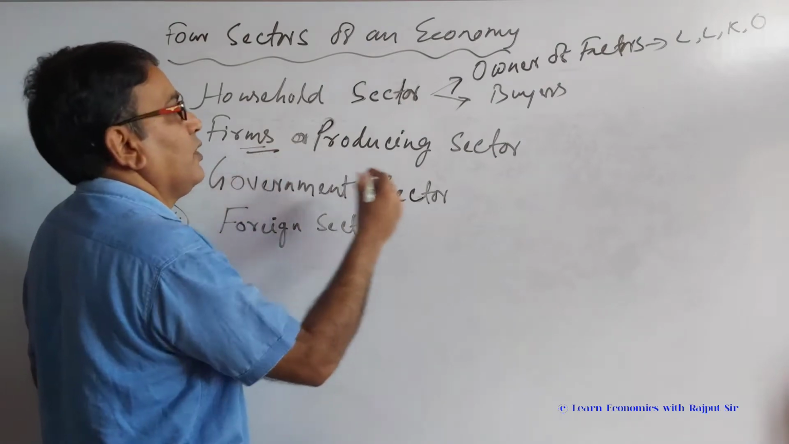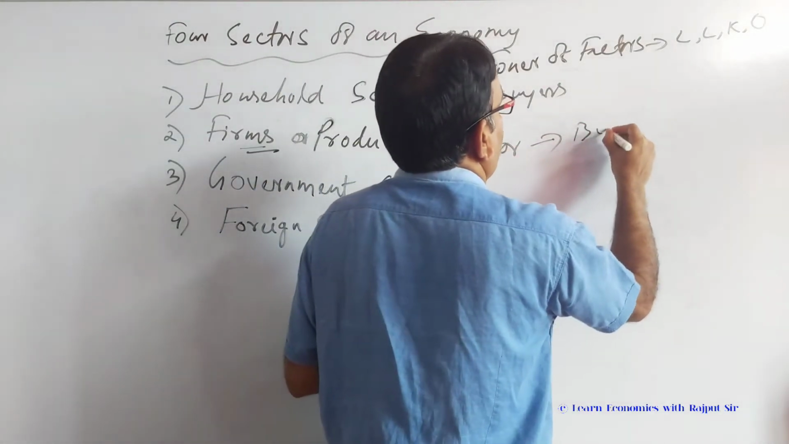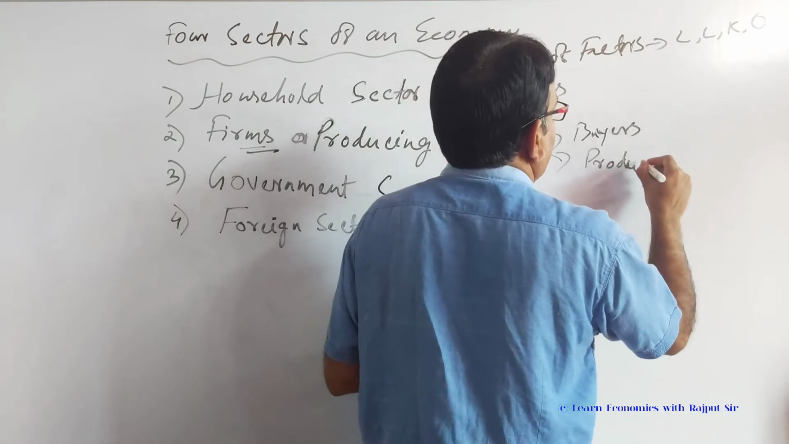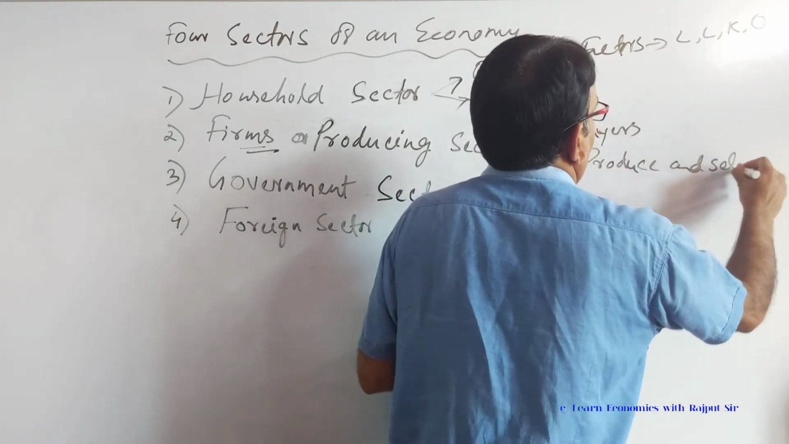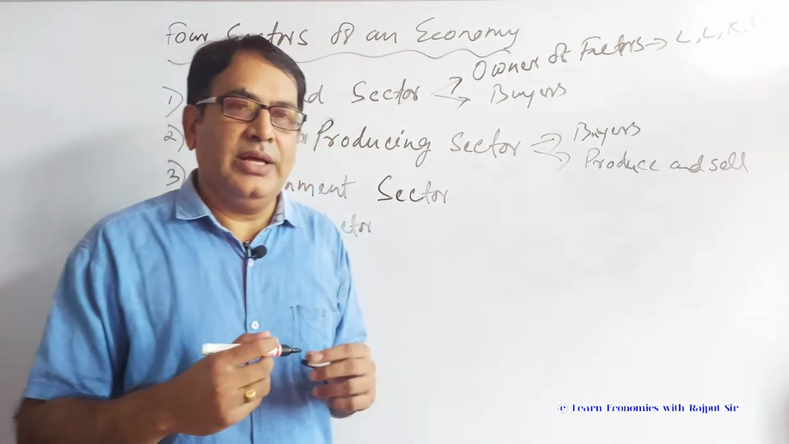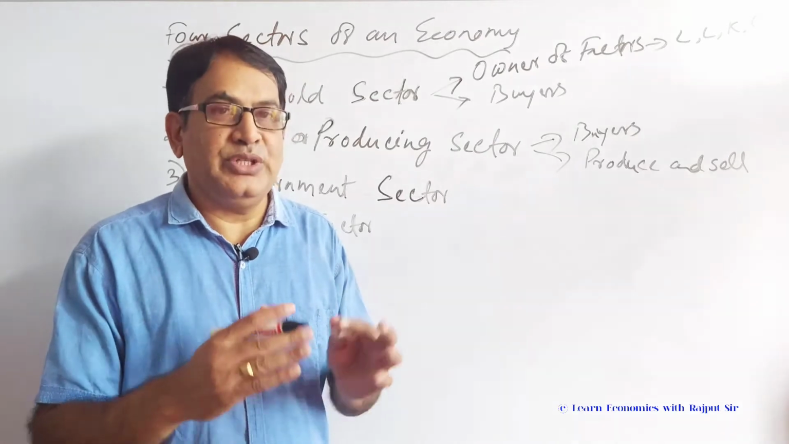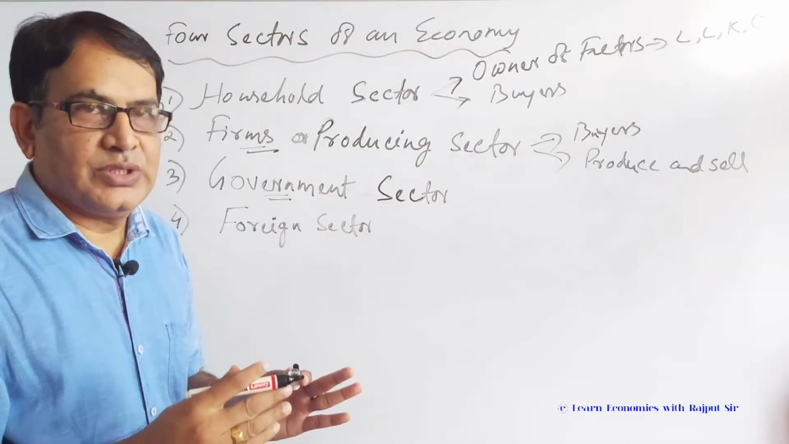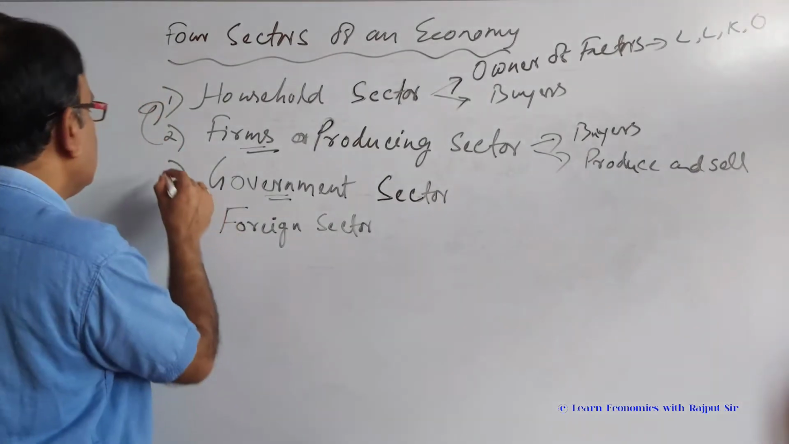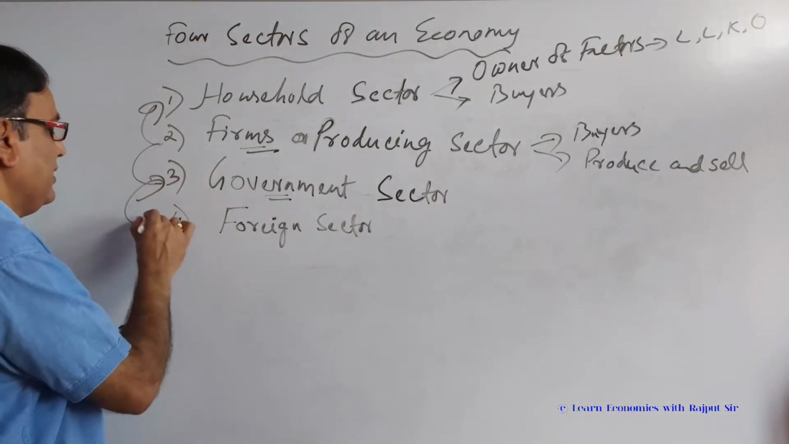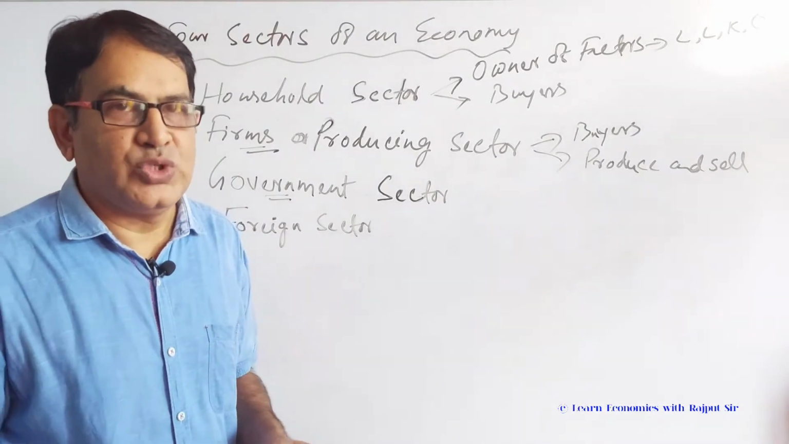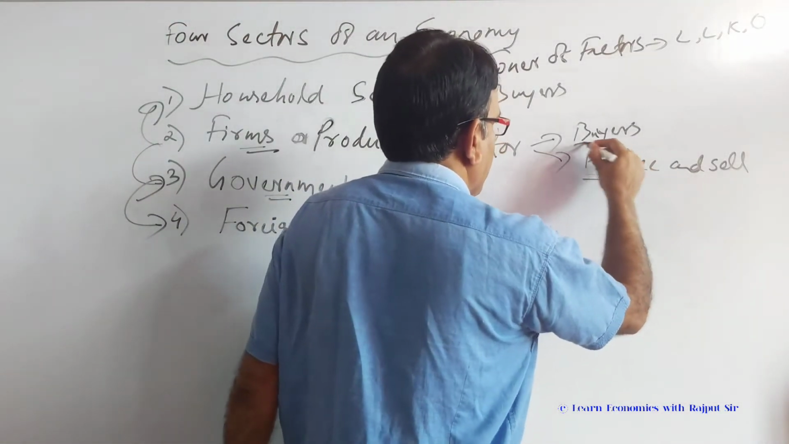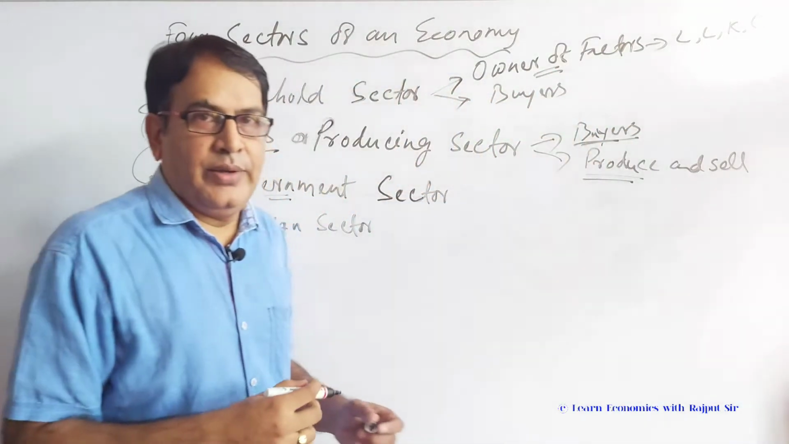Now, firms are the buyers of the factors of production, and they produce and sell the goods to the households if it is a two-sector economy. If it is a three-sector economy, then they will sell also to government. Firms will sell to households, sell to government, and sell also outside the country if it is a four-sector economy. So firms are the producers and buyers of factors of production owned by the household.